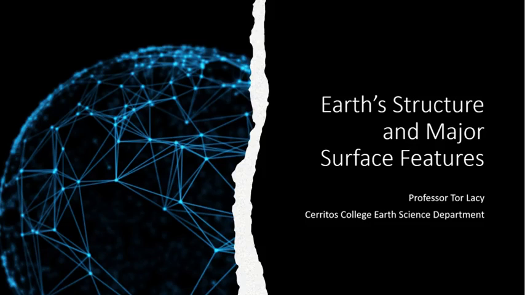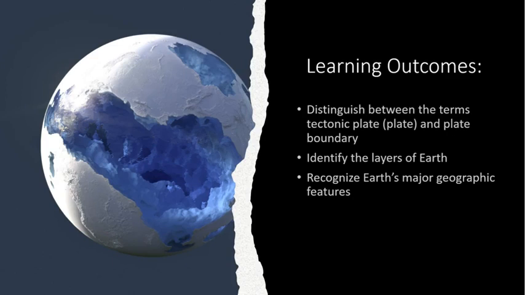Let's learn a little about Earth's internal structure and the major geographic features on its surface. By the end of this lecture, you should be able to distinguish between the terms tectonic plate or plate and plate boundary, identify the layers of Earth, and recognize Earth's major surface features.